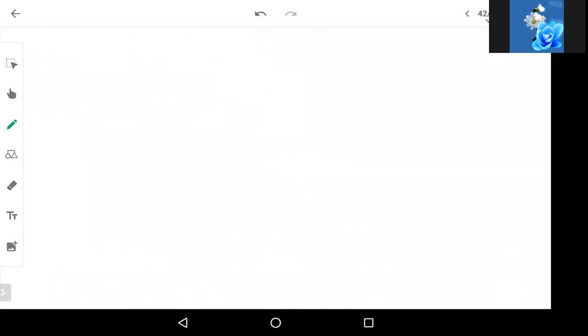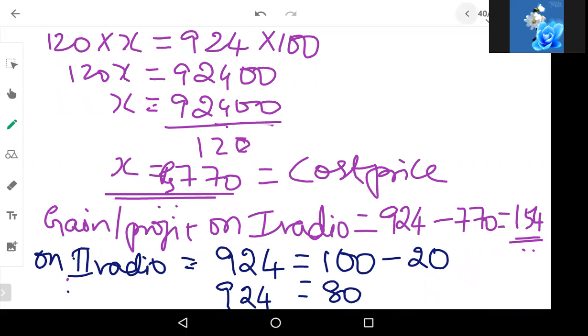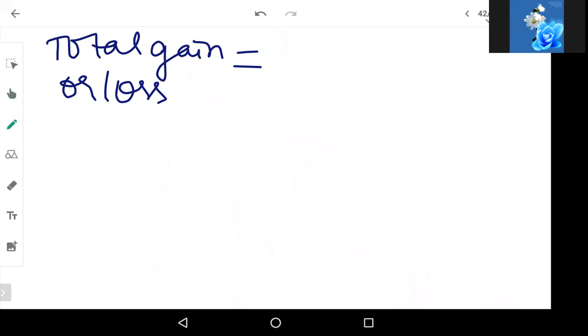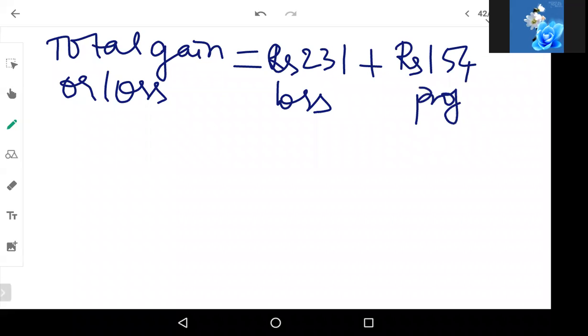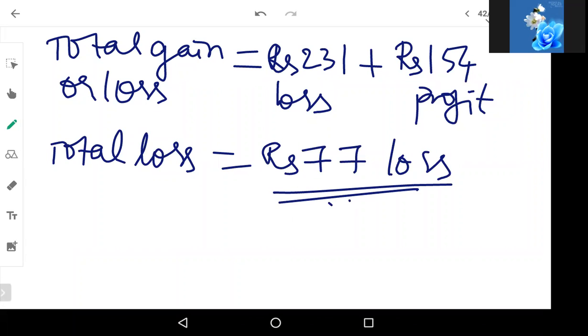Now finally, we have to calculate total gain or loss for the man. So in the first scenario, with the first radio, he got a gain of 154, and for the second radio he got a loss of 231. Okay, now let us consider both of them. So for the second radio he got 231 loss, plus for the first radio he got 154 profit. So total loss that has happened to that man is rupees 77. 231 is bigger. So 77 rupees he has lost.